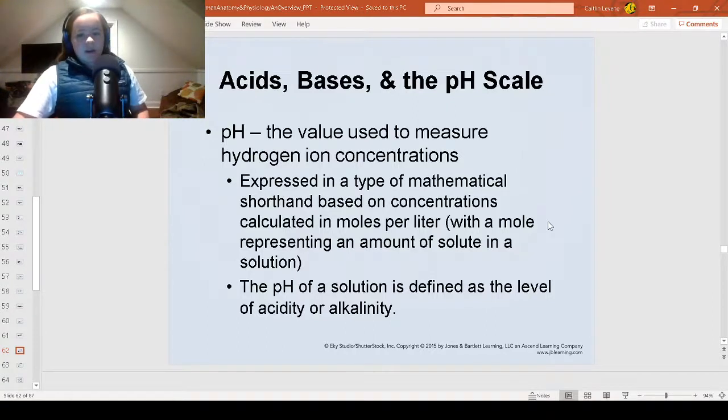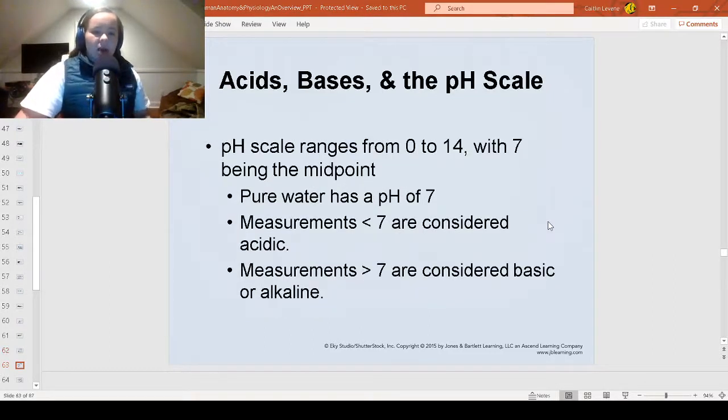This is expressed in a type of mathematical shorthand based on concentration calculated in moles per liter, with a mole representing the amount of solute in a solution. The pH of a solution is defined as the level of acidity or alkalinity. The pH scale ranges from 0 to 14, with 7 being the midpoint. Pure water has a pH of 7. Measurements lower than 7 are considered acidic, and measurements higher than 7 are considered basic or alkaline.